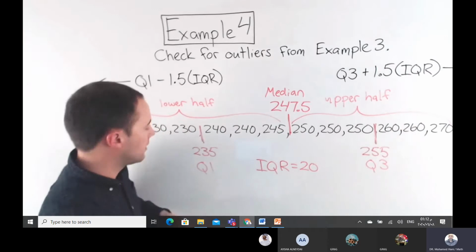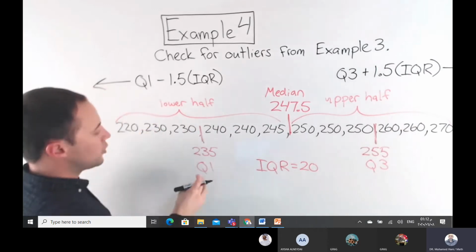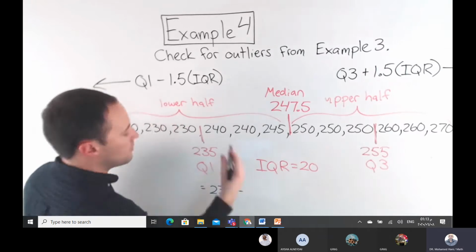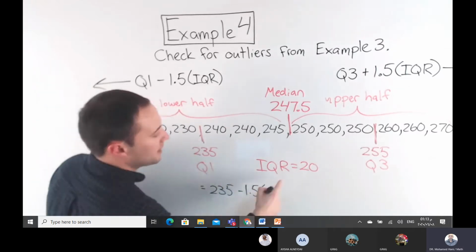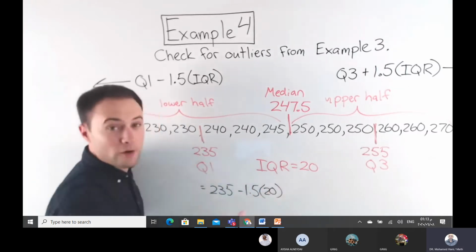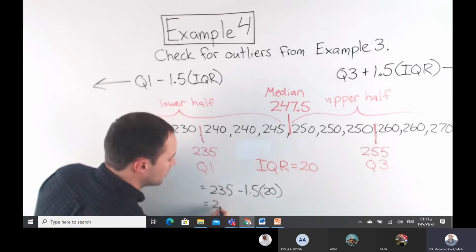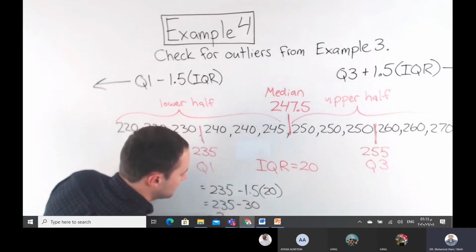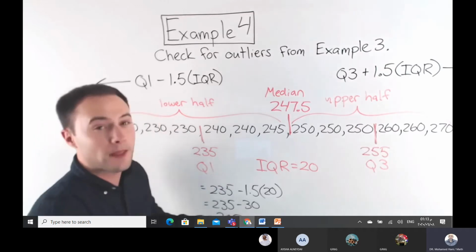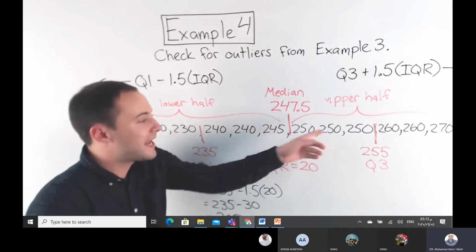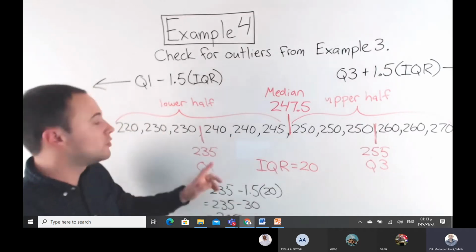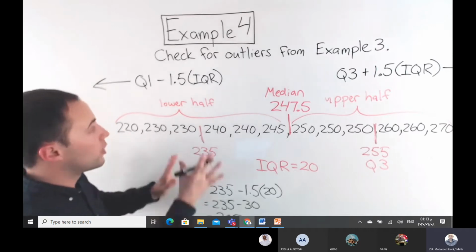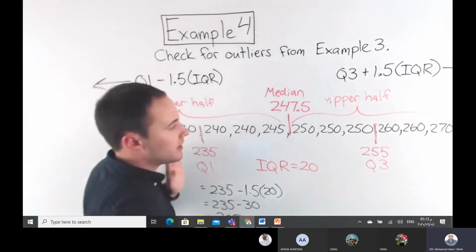So let's check real quick. Here, quartile 1 was 235 minus 1.5 times 20, which was my interquartile range. So that's 235 minus 30, which is 205. Do we have any data values that are less than 205? We don't. 220 was our lowest. So we're okay on this side, no outliers down here.